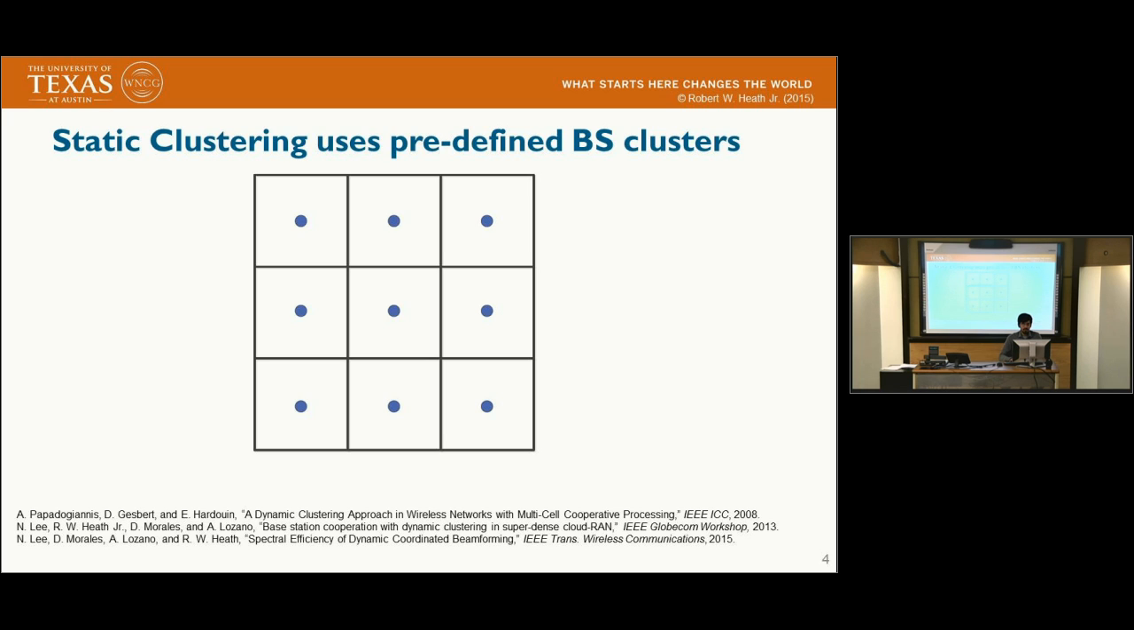Here we see a group of base stations denoted by blue dots. For example, the 4 base stations within the green area could form a cluster to serve the users within these cells. However, this cluster would remain fixed over time and it is predefined.